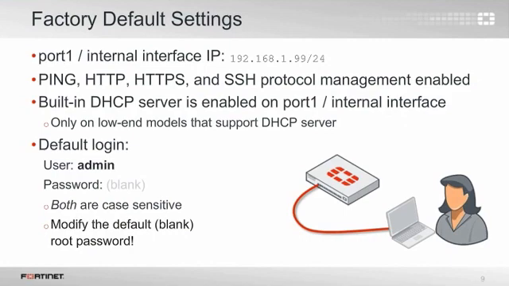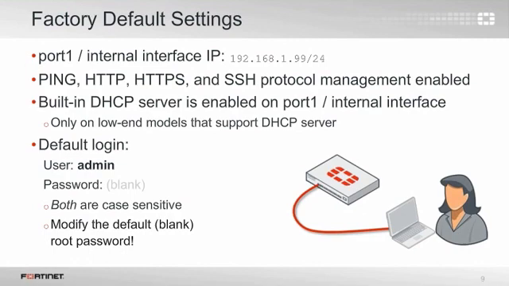NAT mode is the default operation mode. What are the other default settings? Once you've removed your FortiGate from its box, what do you do next? Let's take a look at how you set up a FortiGate. Attach your computer's network cable to port 1 or the internal switch ports, depending on your model, to begin setup. In most of the low-end models, there is a DHCP server on that interface, so if your computer's network settings have DHCP enabled, your computer should automatically get an IP, and you can begin setup quickly.